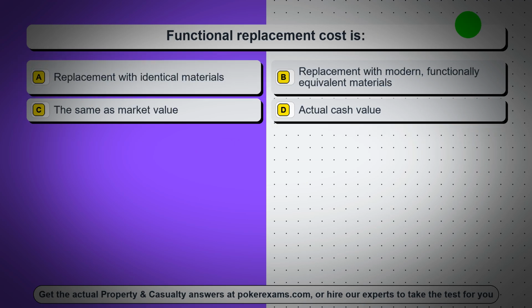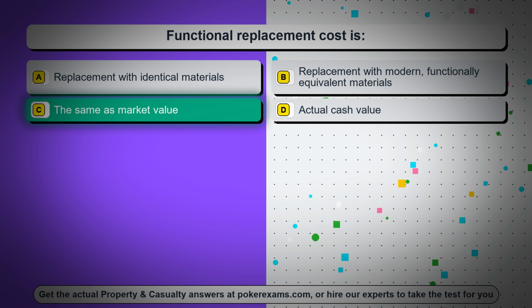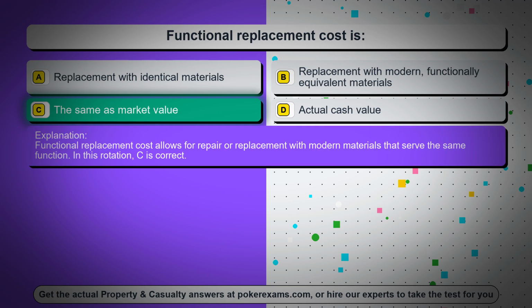Question 34. Functional replacement cost is: Option A, replacement with identical materials. Option B, replacement with modern, functionally equivalent materials. Option C, the same as market value. Option D, actual cash value. The correct answer is option C, the same as market value. Functional replacement cost allows for repair or replacement with modern materials that serve the same function. In this rotation, C is correct.